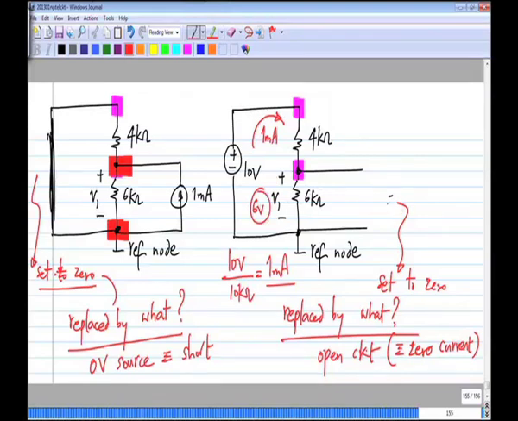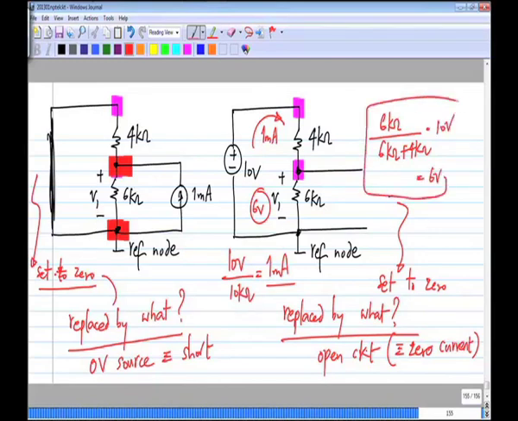Okay, so it's very simple. And alternatively, you can recognize that this is a voltage divider and use the voltage divider formula. The voltage across the 6 kilo ohm resistor is nothing but 6 kilo ohm divided by 6 kilo ohm plus 4 kilo ohm times the applied voltage source, which is 10 volts, which gives you 6 volts. Either way, you get the voltage across the 6 kilo ohm resistor to be 6 volts.